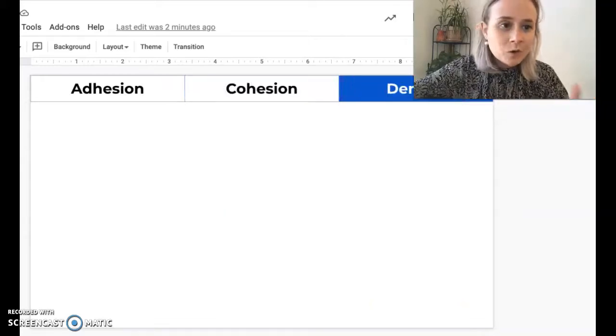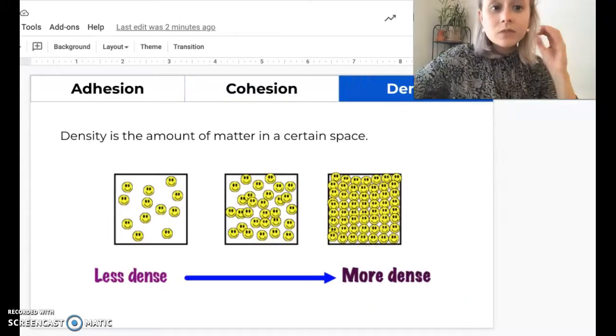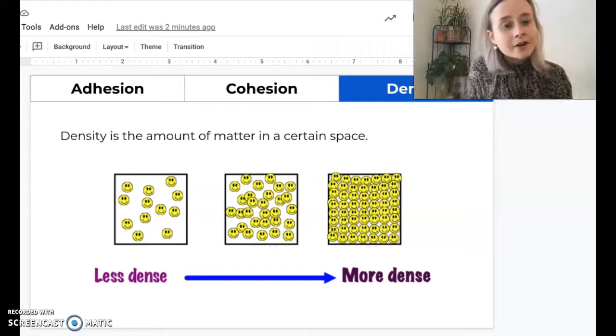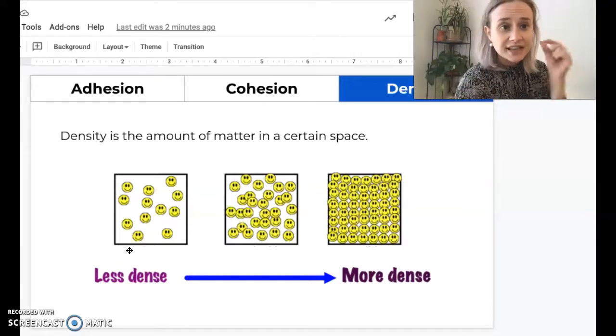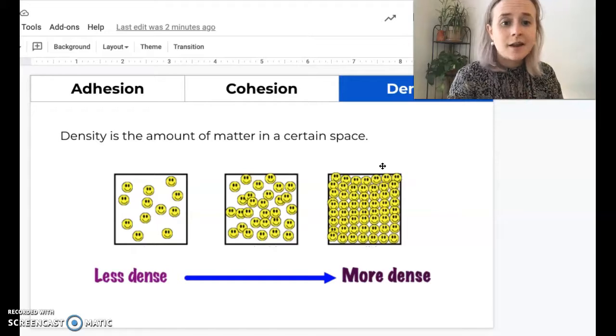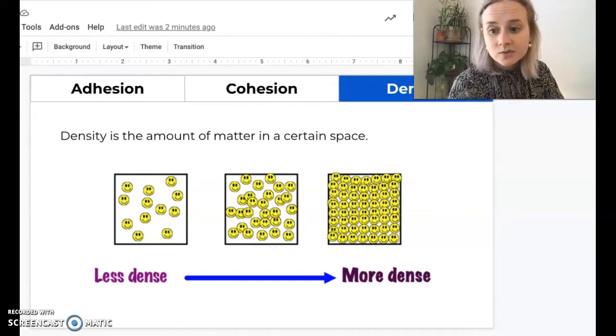Okay, the last property of water we're talking about is density. Density is how much matter is in a certain amount of space. So things that are less dense have less molecules in that space. And when you're more dense, you're packing in a lot of stuff into that small space.